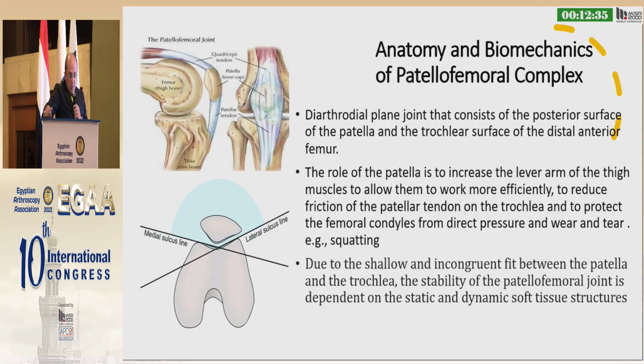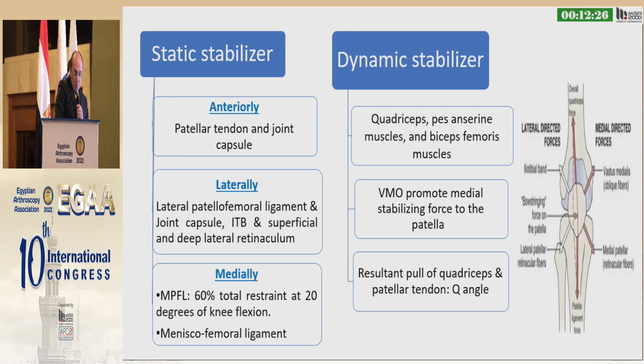Due to the shallow and incongruent fit between the patella and the trochlea, the stability of the patellofemoral joint depends on static and dynamic soft tissue structures. The static stabilizers anteriorly are the patellar tendon and the joint capsule; laterally, the lateral patellofemoral ligament, joint capsule, iliotibial band, and superficial and deep lateral retinaculum; medially, the medial patellofemoral ligament, which is responsible for 60% of the total strain at 20 degrees of knee flexion, and the meniscofemoral ligament.